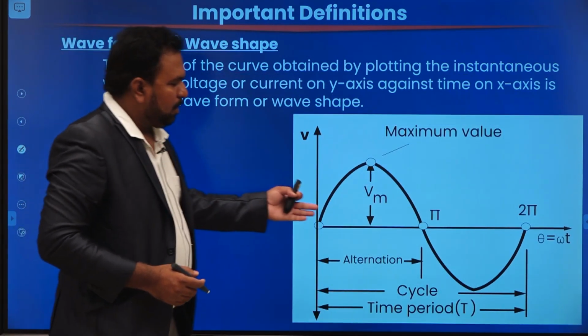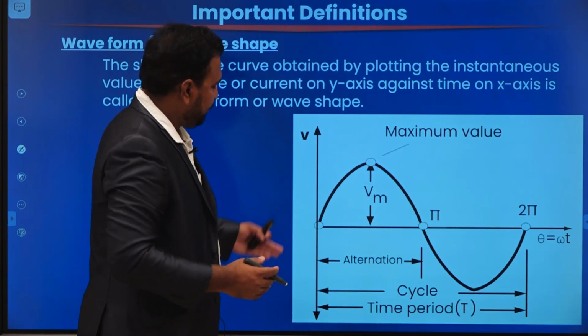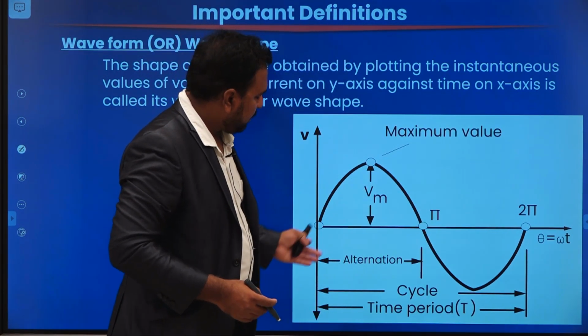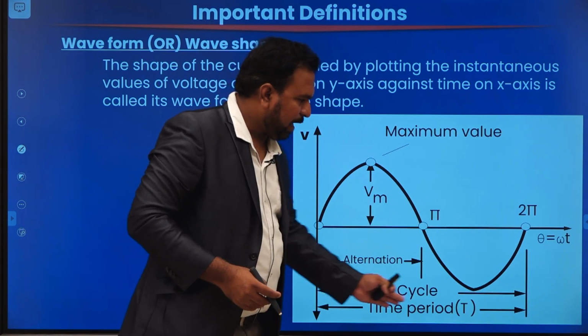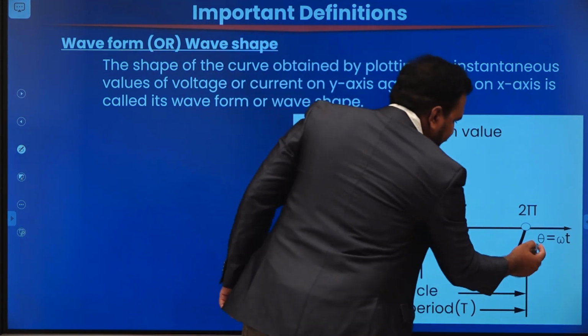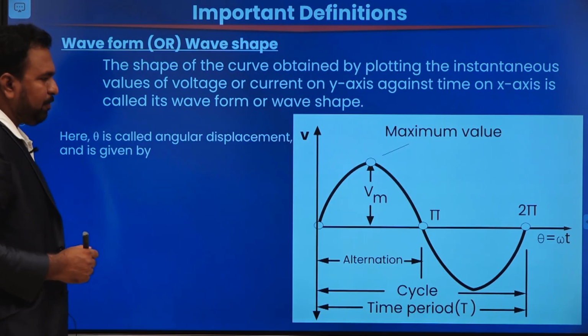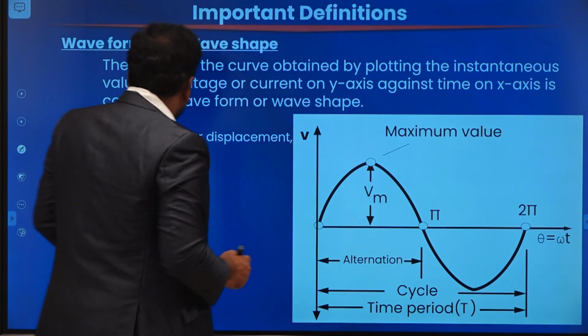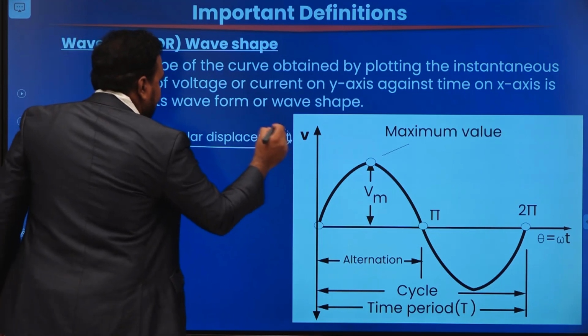So this is called waveform or wave shape. In this waveform, there are several factors involved. One is called the maximum value, another one alternation, cycle, time period, and here theta is also there. So now coming to theta. What is this theta? Theta is called angular displacement.